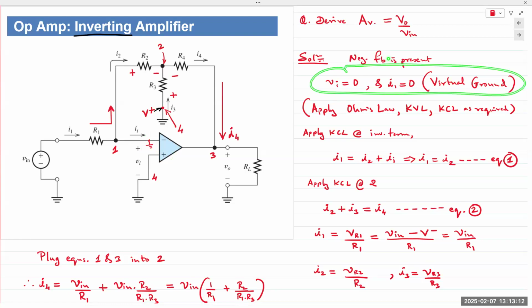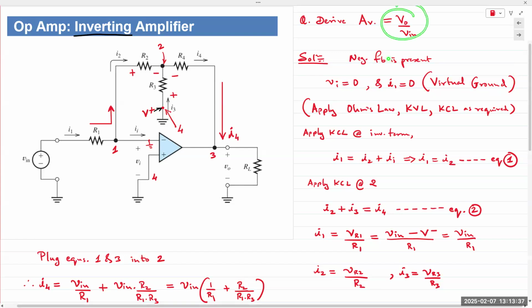So again, negative feedback is present, so the input is being forced to go towards 0. So we can assume VI and II are equal to 0. And the non-inverting terminal is ground, so the inverting terminal is at virtual ground. From this point on, we can apply Ohm's law, KVL, KCL in any order we choose to determine an equation for V out over V in.